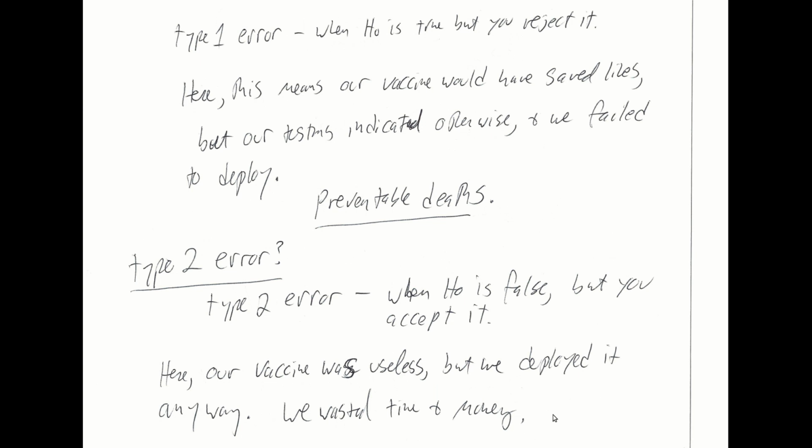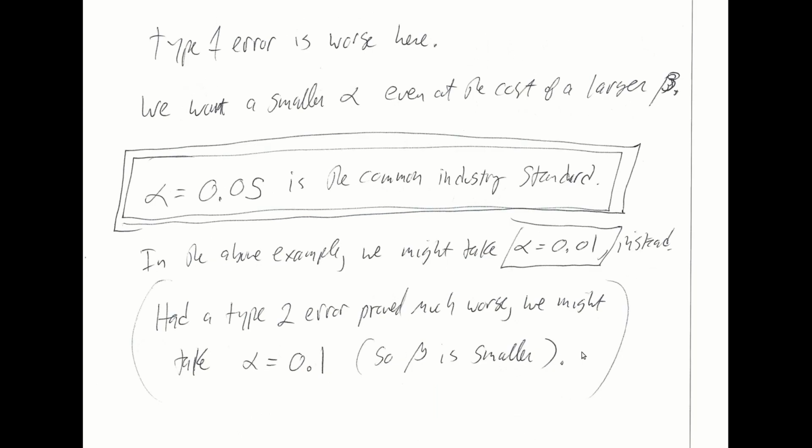We're going to return to this type 2 error in a moment, but let's say that these are the consequences for now of the two types of error. If that is the case, then we see a type 1 error is worse here. We want to minimize the chance of a type 1 error, so we would want a smaller value of alpha, even at the cost of a larger beta. If we have to make a trade-off between alpha and beta, we want alpha to be smaller, even if beta is larger, because we have deemed a type 1 error to be much worse than a type 2 error here.